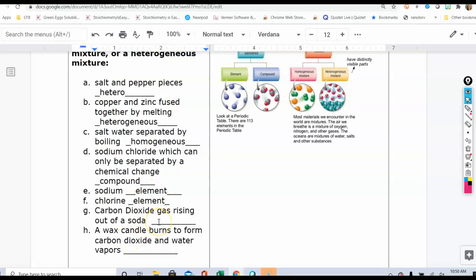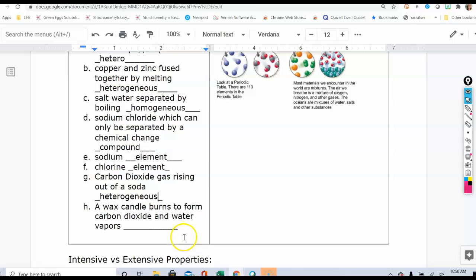Carbon dioxide gas rising out of a soda. So what we're looking at here is the soda overall, and you can see that, let's say it's Sprite. So we have Sprite, and we open the Sprite bottle, and we can see bubbles forming and floating to the top. So this ends up being a heterogeneous mixture because I can see the bubbles floating to the top, and I can see the clear liquid.